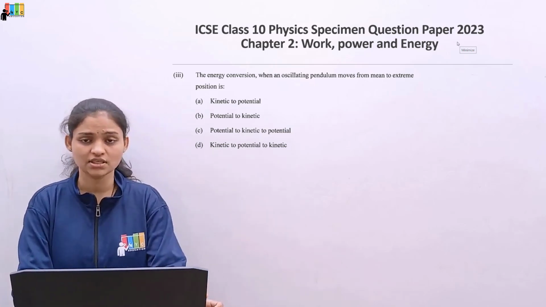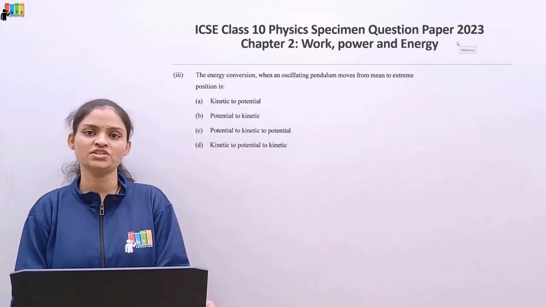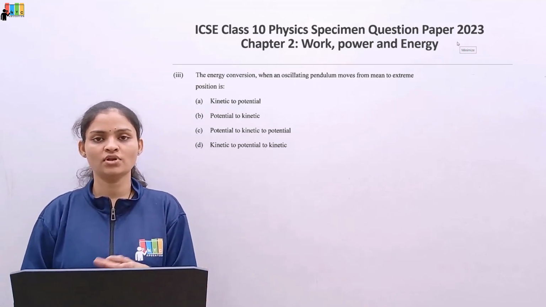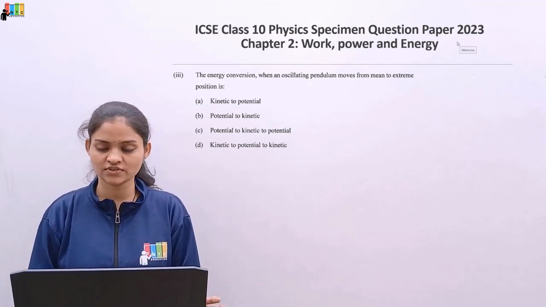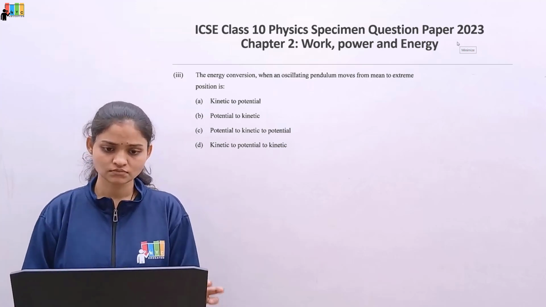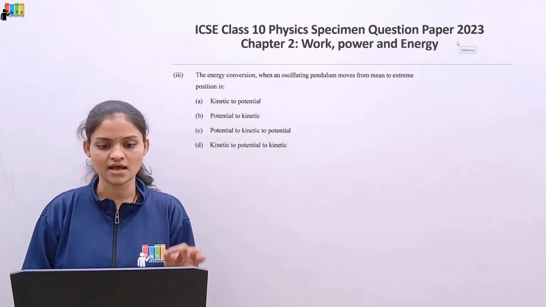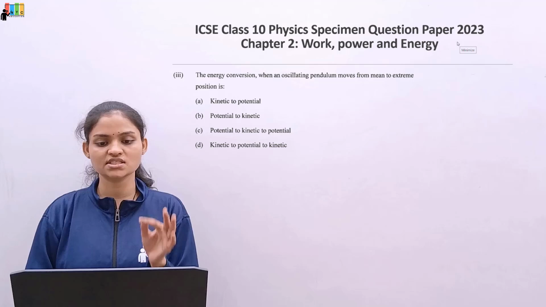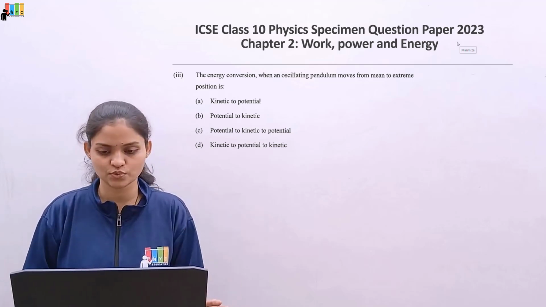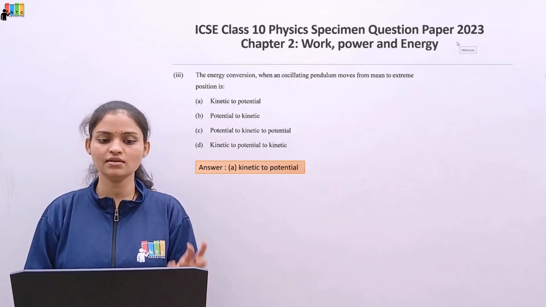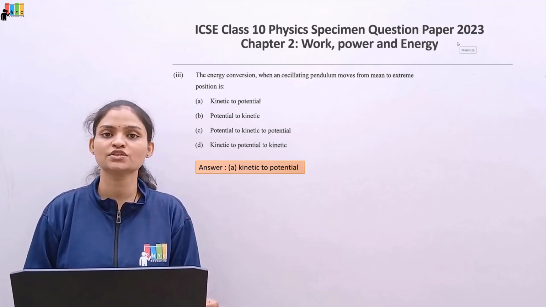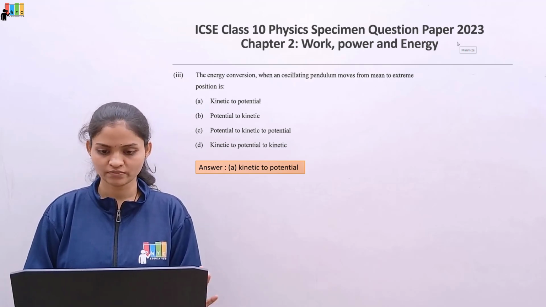So we know that there are two types of energies, potential energy and kinetic energy. So there is always conversion going on from potential to kinetic, kinetic to potential. So what is asked, when an oscillating pendulum moves from mean to extreme position, what is the answer? The correct answer is option A, kinetic energy to potential energy.